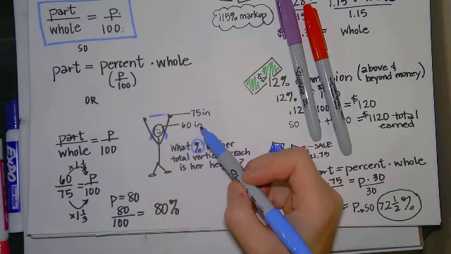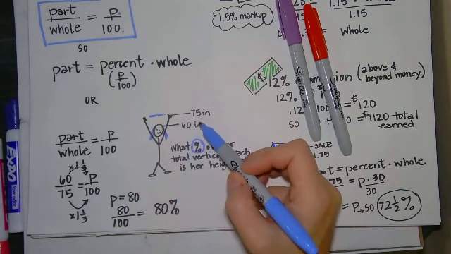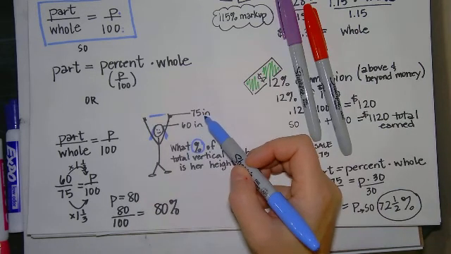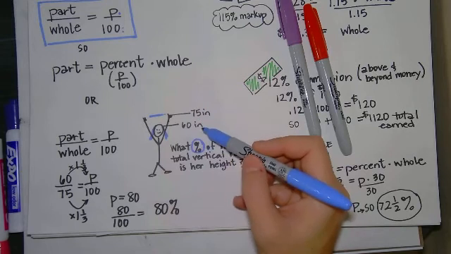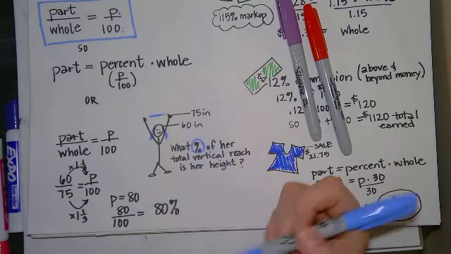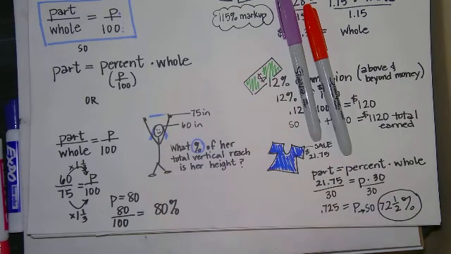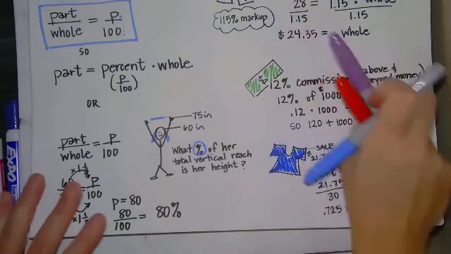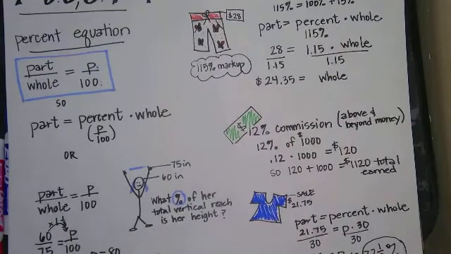So this means in this problem that she's 60 inches. She has a 75-inch reach. And so her height is 80% of her total reach. All right. I know these problems can be confusing, so let's do a few more.